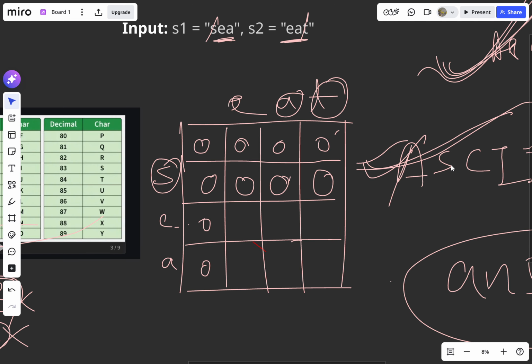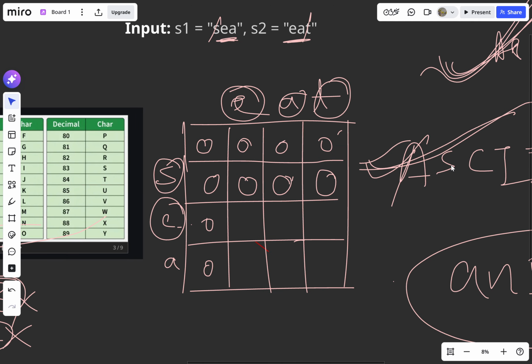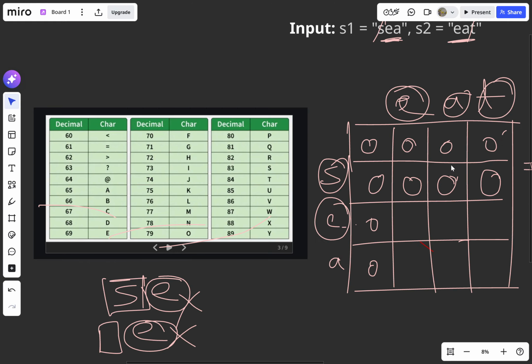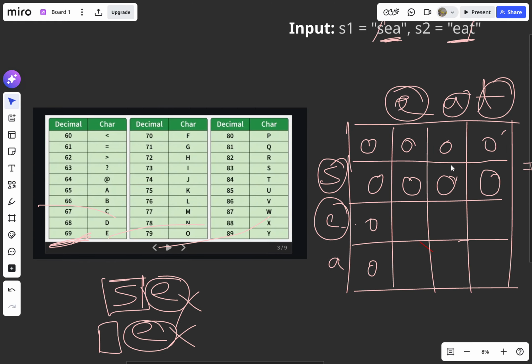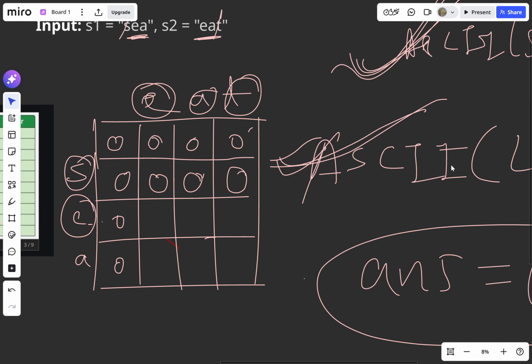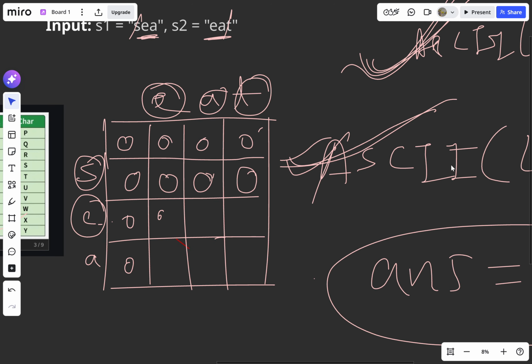Now we have the E. E and E are both the same, so we will take them as part of the longest common subsequence, and we will also add the cost for this. The cost for this we can see here is 69. So we will add this 69 to this cost, and the cost will be added here. 69 plus 0 will be 69 only.